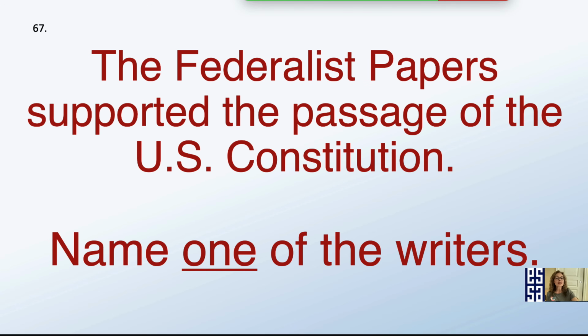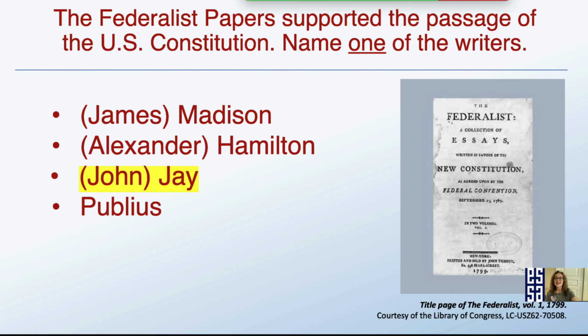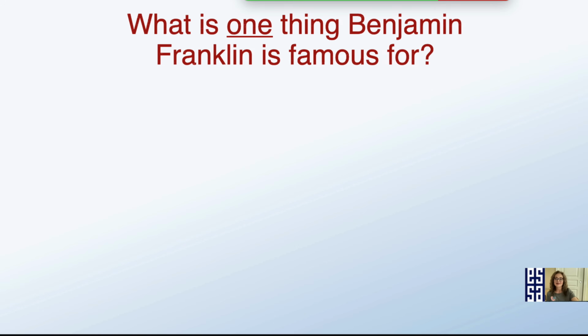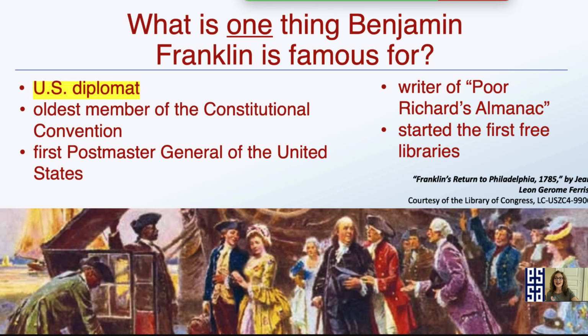The Federalist Papers supported the passage of the U.S. Constitution. Name one of the writers. Here we go. I chose John Jay. Also Madison and Hamilton are choices. What is one thing Benjamin Franklin is famous for? Just one. I chose a U.S. diplomat.